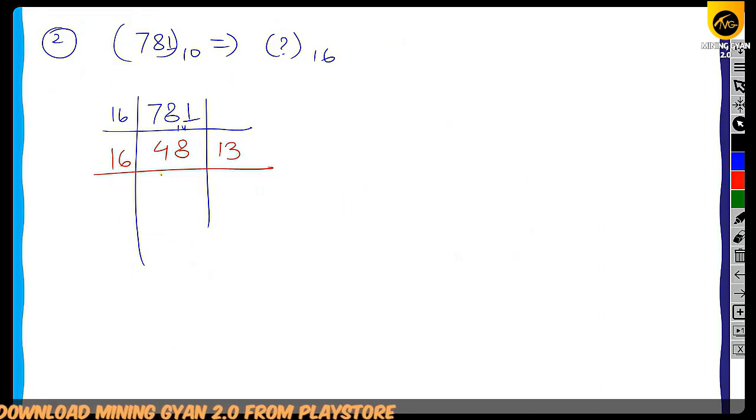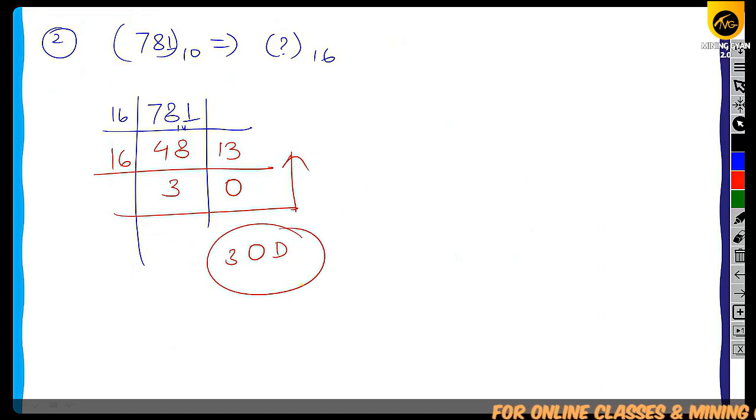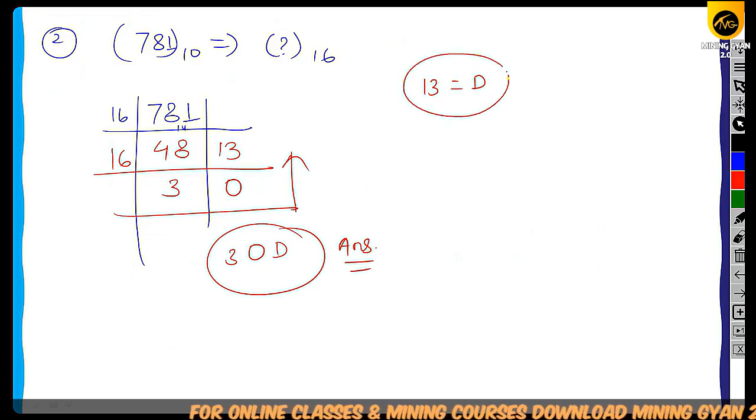Now the next one will be 48 divided by 16. So how many times will it go? 3 times. There is no remainder, so the answer will be 3 0, and 13 is written as D. So the answer will be 30D, because 13 is equal to D.